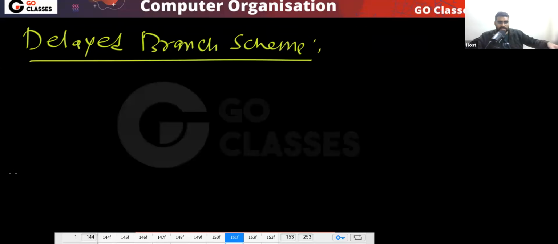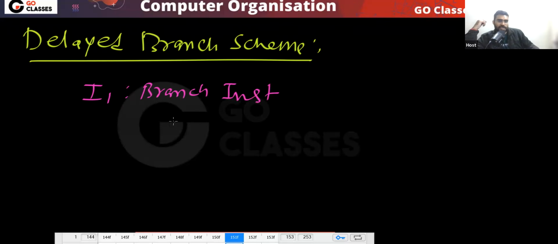This scheme says that if I1 is a branch instruction, then what this delayed branching does is very smart. If this I1 is a branch instruction, and the number of delay slots is 1, correct?